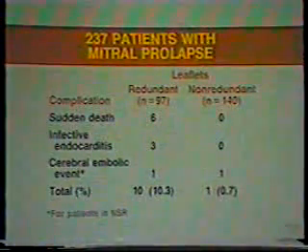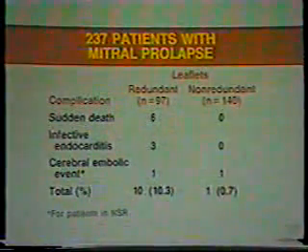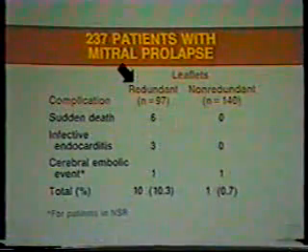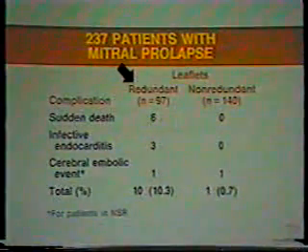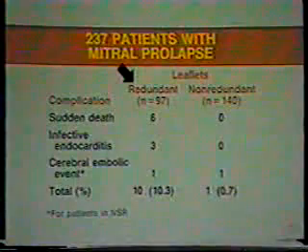As can be seen in this table, it was the patients with the redundant leaflets who suffered almost all the significant clinical complications during the follow-up period.